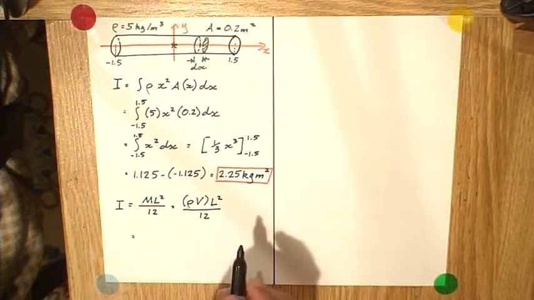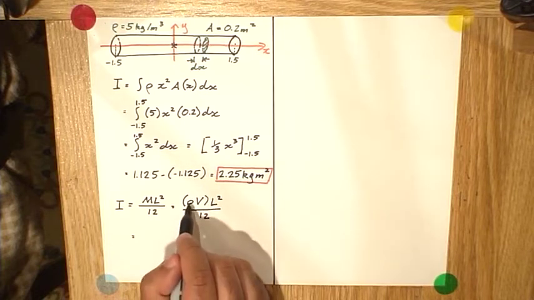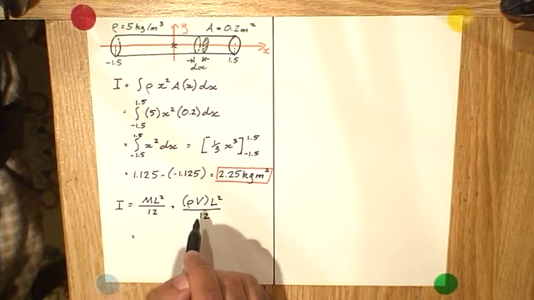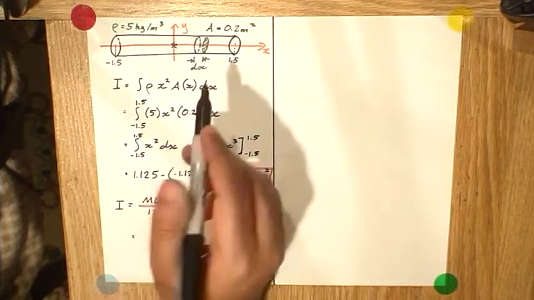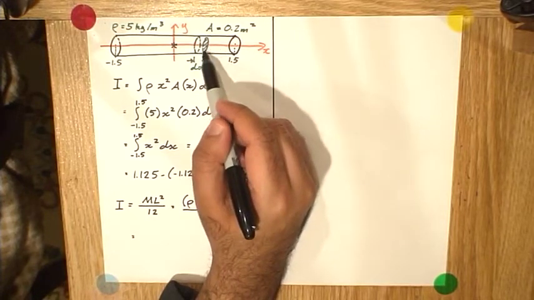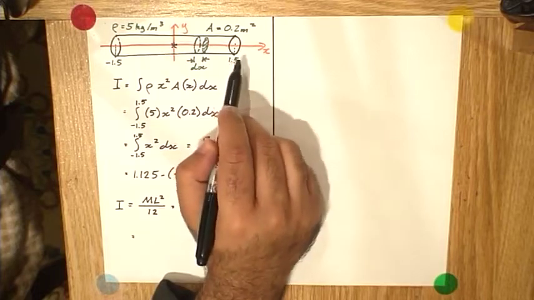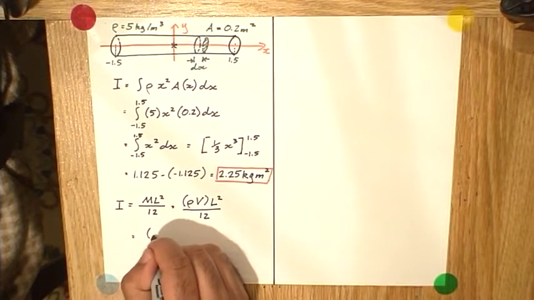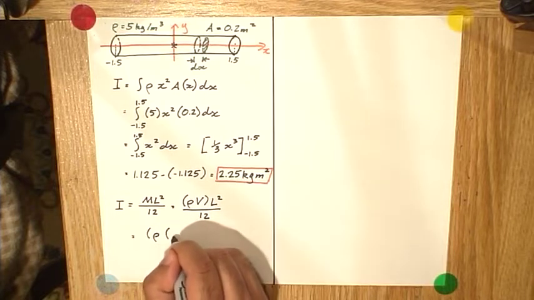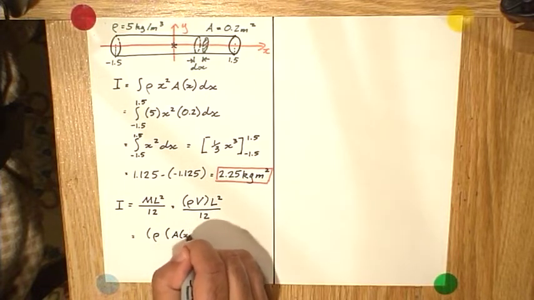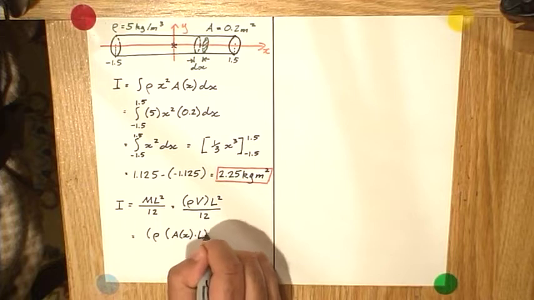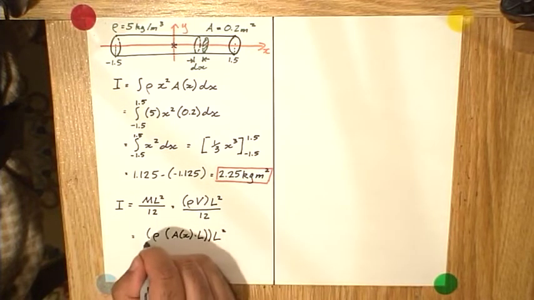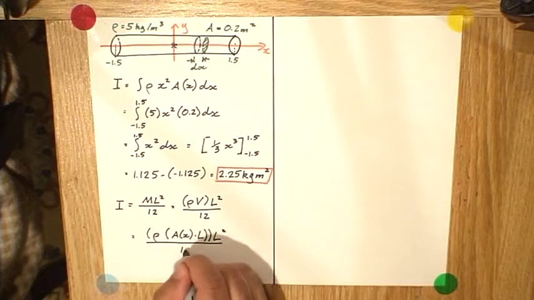Okay. Now, we know the density, that's easy enough, but the volume is not yet known. So how do we find that? Well, volume is equal to cross-section area multiplied by length. So this now becomes density times cross-section area times length, all multiplied by length squared divided by 12.